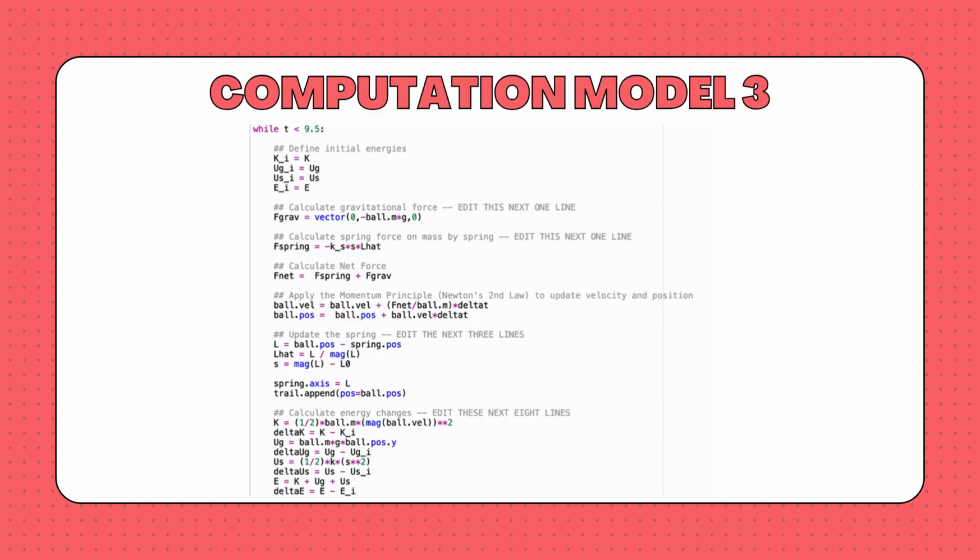And then this part of the code models the motion of the entire system using Newton's second law and the energy principle. So first, it defines the initial kinetic, gravitational, and spring potential energies. Then I calculate the gravitational and spring forces to find the net force acting on the mass. And using that net force, the code updates the mass's velocity and position over time. And then finally, I recalculate the energy changes in each step to show that while kinetic and potential energies fluctuate, the total energy of the system does stay constant.